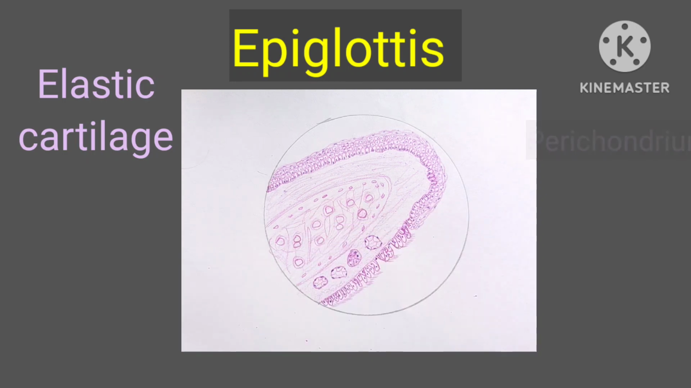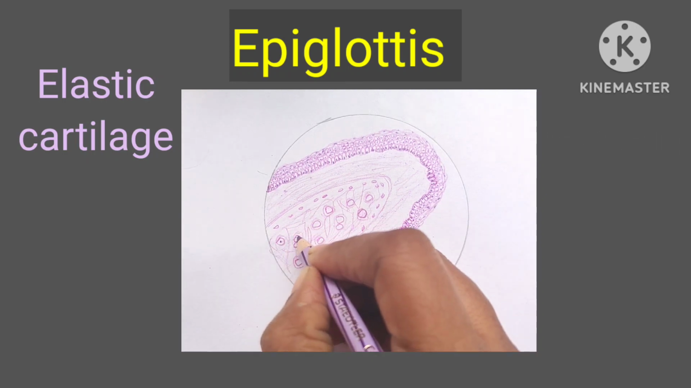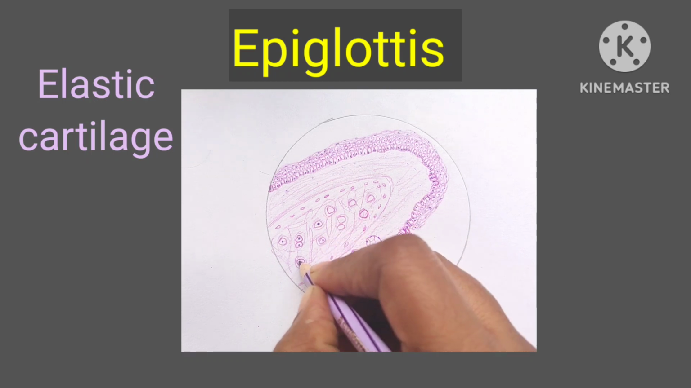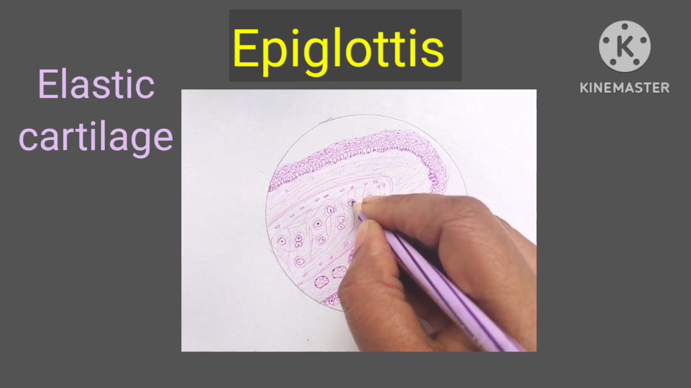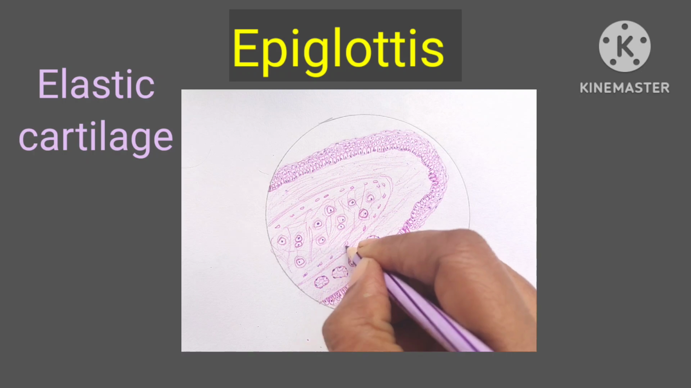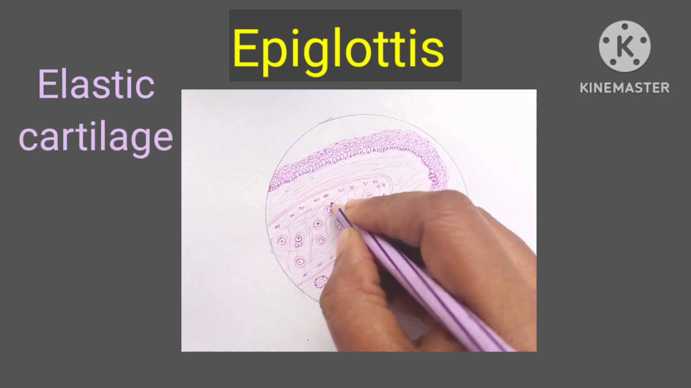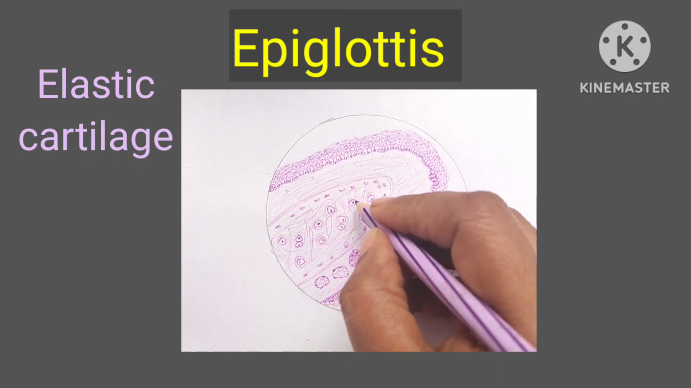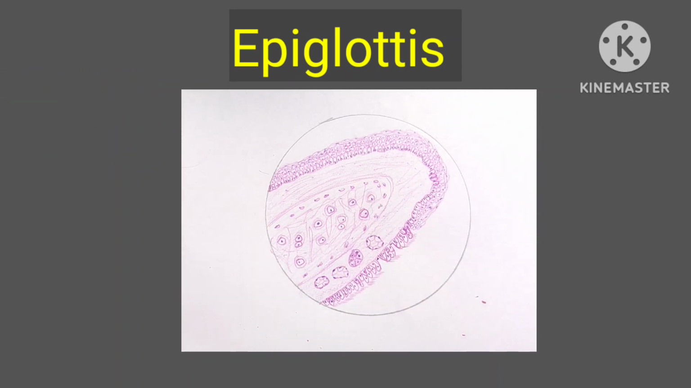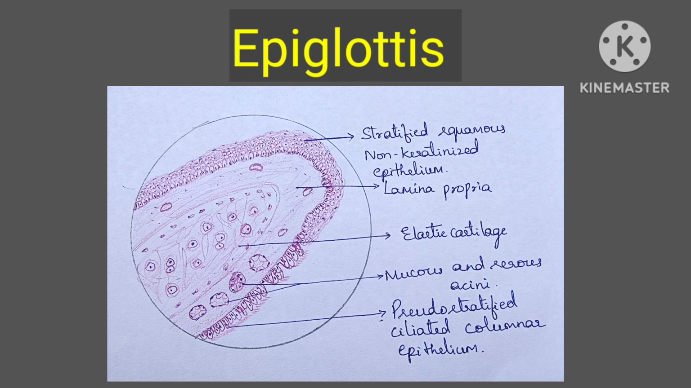So this is the epiglottis with a core of elastic cartilage surrounded by the mucosa, which contains the epithelium and lamina propria. This is the labeling for your reference.